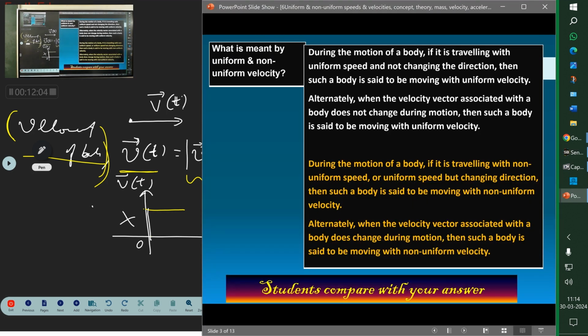Then, during motion of a body, if it is traveling with non-uniform speed or uniform speed but changing direction, then such a body is said to be moving with non-uniform velocity. Alternatively, when the velocity vector associated with the body does change during motion, then such a body is said to be moving with non-uniform velocity. Got it now? Right? And when the body is having non-uniform velocity, it means it is what? It is accelerating. Understood?